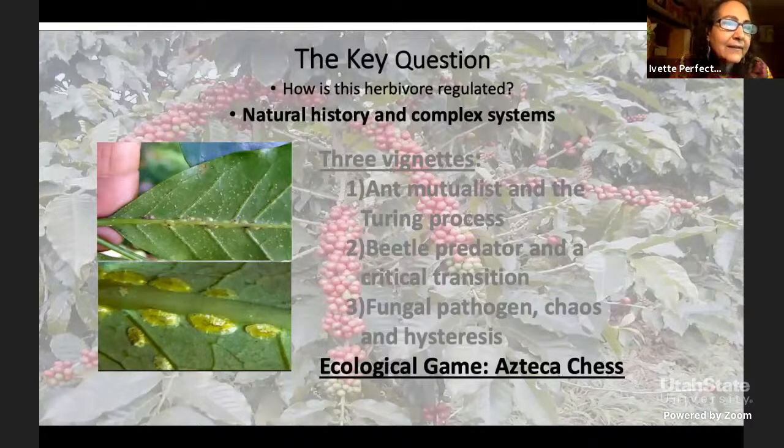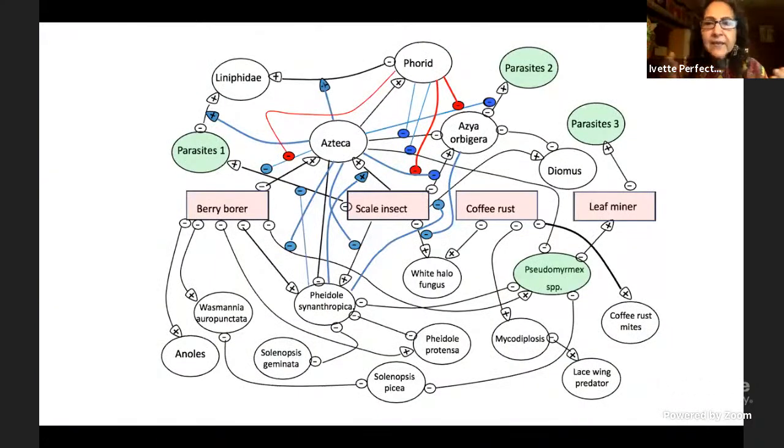Now, I know that it's taking me quite a long time, but I want to take just a few minutes to talk a little bit about the ecological game that we developed. And so let me just say that what I presented so far is a very small fraction of the web of interactions that are related to the control of 4 of the main pests in coffee.